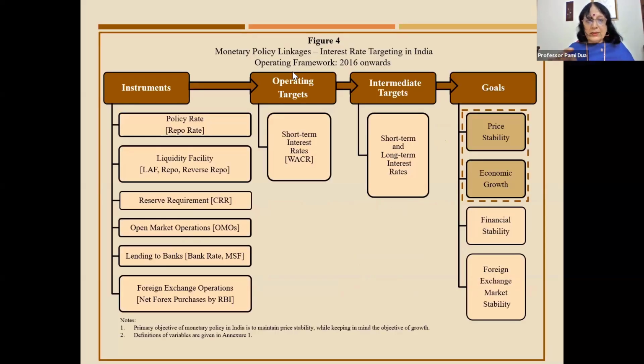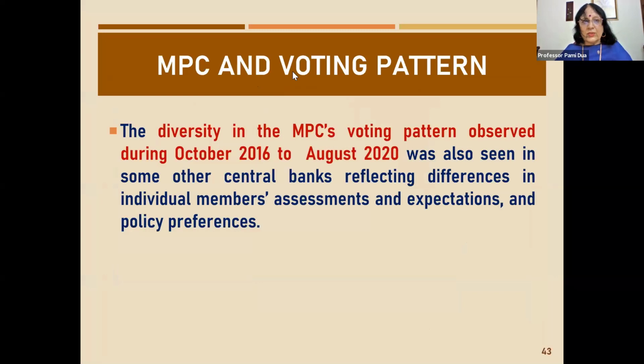Then how this monetary policy framework has worked. So we had the instruments. If we look at the policy rate, now this policy rate changes the short-term interest rate, which is the weighted average call money rate. And then with this, all the short-term and long-term interest rates are changed in the economy. And this then affects the price stability and economic growth in the economy. So this is the way it was to work.